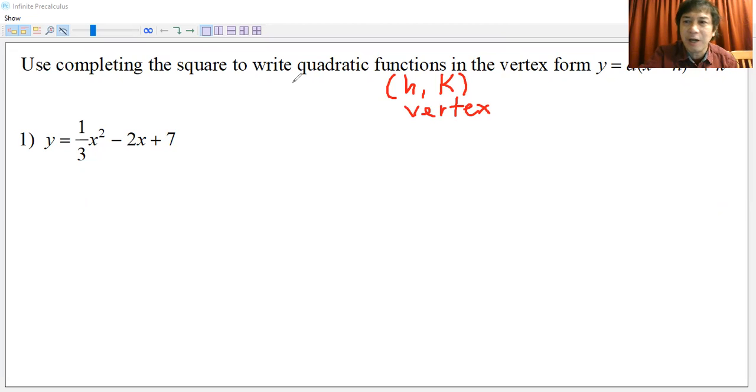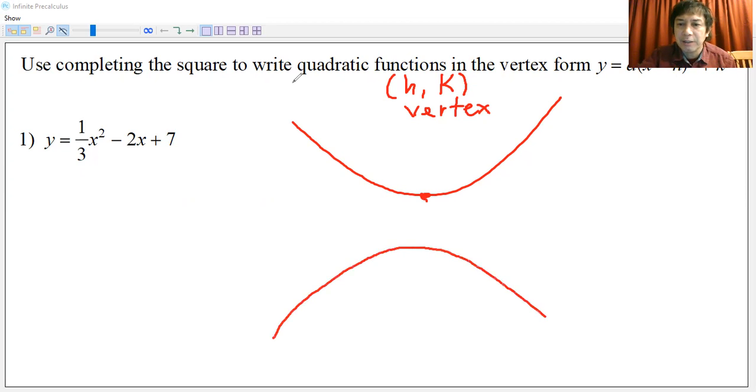So it can either open upward like that, and the vertex is right here. Or it can open downward like this. And so the vertex is right there. Now for a parabola which opens upward, the vertex represents the minimum. And for a parabola which opens downward, the vertex is called the maximum point. So these are some of the concepts we are going to learn from the vertex form.